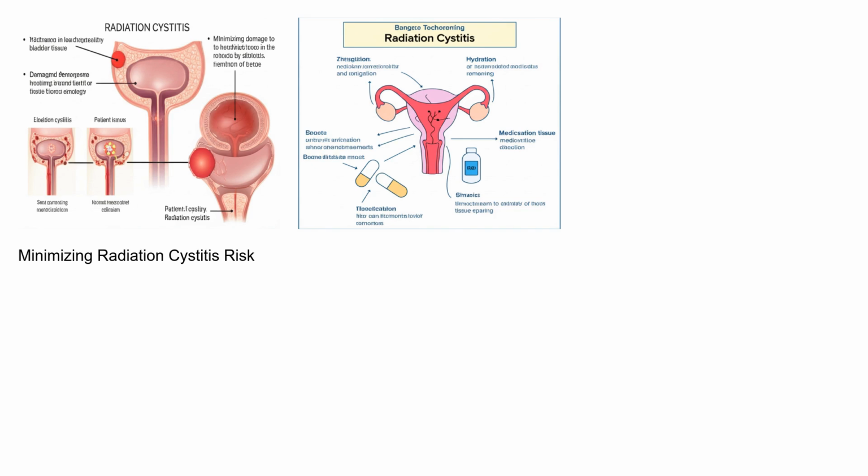While completely preventing radiation cystitis is often not possible when pelvic radiation is necessary, there are strategies to minimize the risk and severity. Careful treatment planning and advanced radiation techniques, like intensity modulated radiation therapy or proton therapy, can help spare healthy bladder tissue. Maintaining adequate hydration during and after radiation therapy is also crucial. Some medications like amifostine have been studied for their potential to protect against radiation damage, but their use is not universally recommended and should be discussed with your doctor.